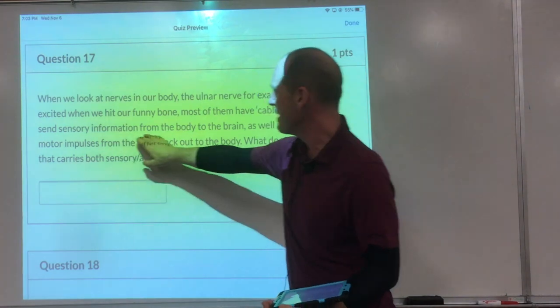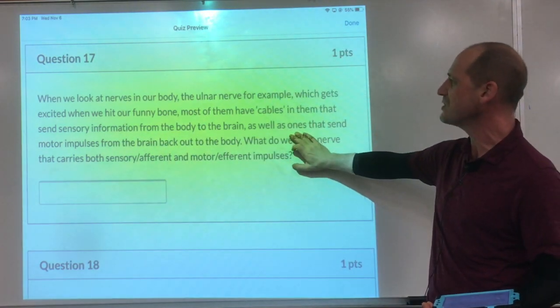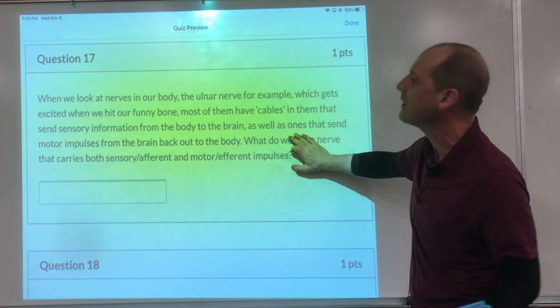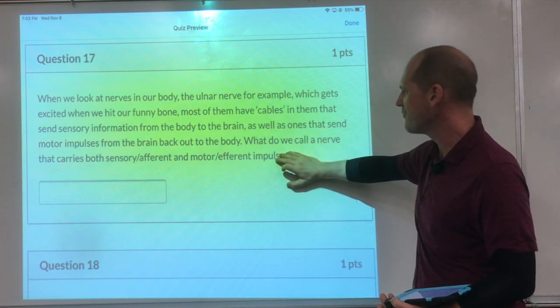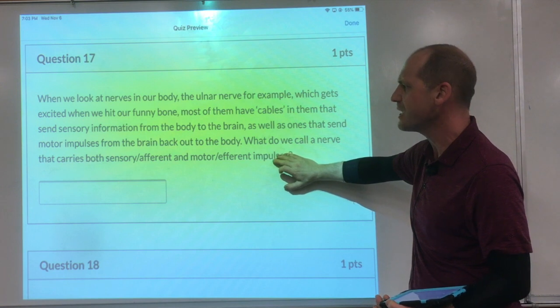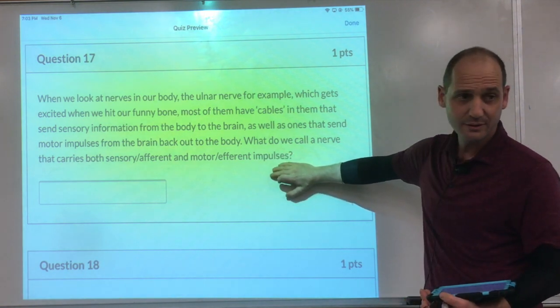It sends sensory information from the body to the brain, as well as motor impulses back from the brain to the body. What do we call a nerve that carries both sensory and motor impulses?